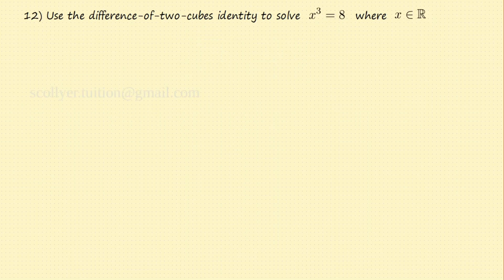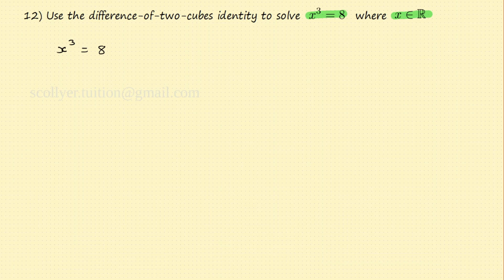Problem 12. Use the difference of two cubes identity to solve x cubed equals 8, where x is a real number. We have to solve the equation x cubed equals 8 using the difference of two cubes identity, but at the moment we don't have any cubes on the right-hand side and we don't have a difference of two cubes. But it's easy to rewrite this equation so that we do.